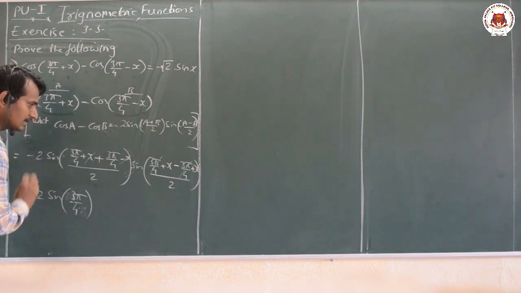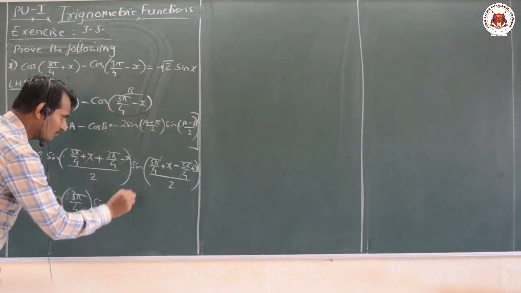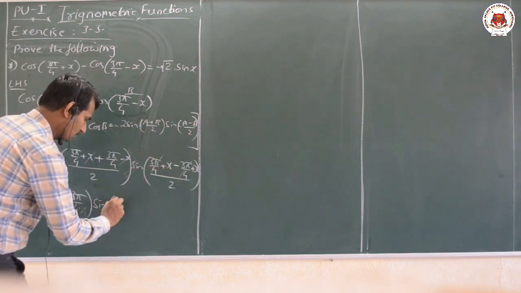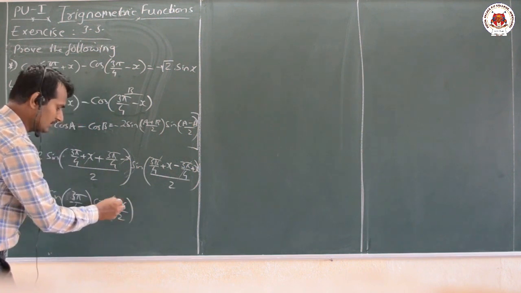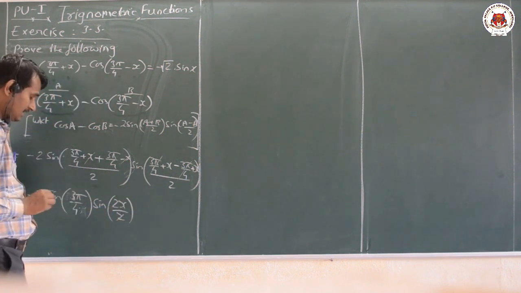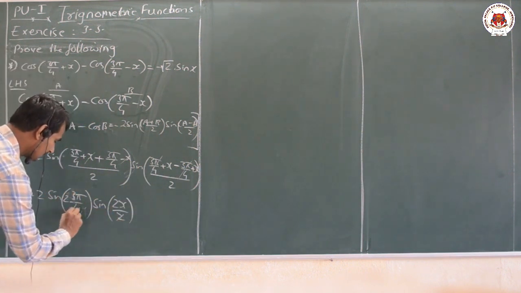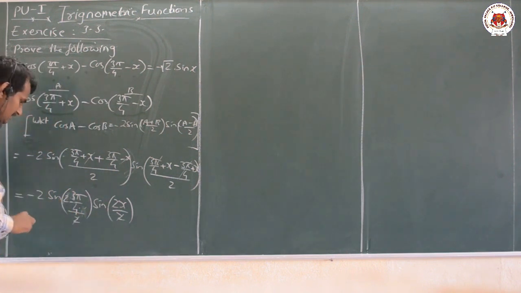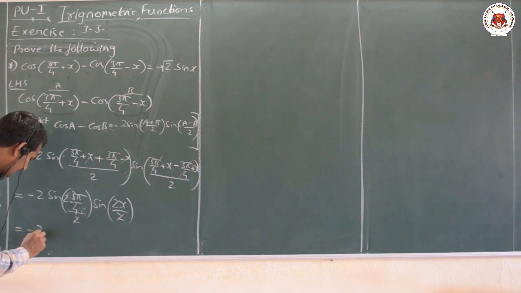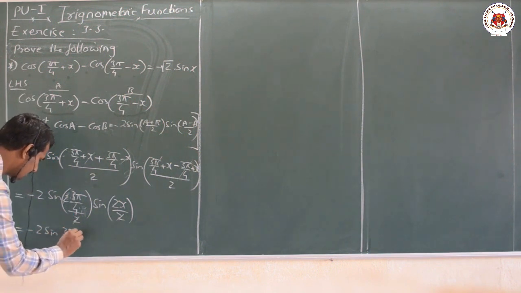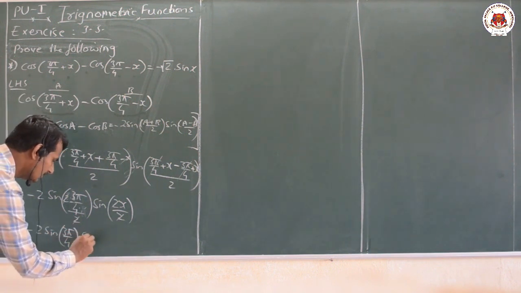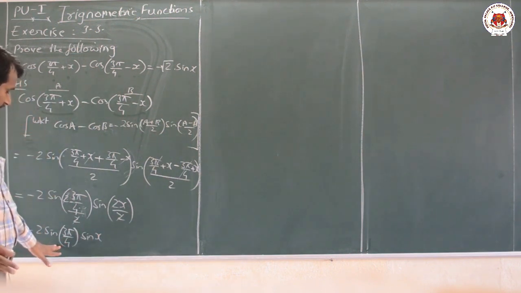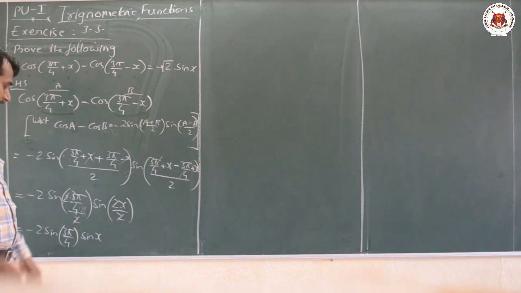Okay dear students, this is one thing. Then sin of, here 3 pi by 4 gets eliminated, x plus x is 2x, 2x divided by 2 is nothing but again x only. I will write here divided by 2, the 2 gets eliminated here. That means what we have here is minus 2 sin of 3 pi by 4 into sin x. This is the value. But here we require to find the value of sin of 3 pi by 4.